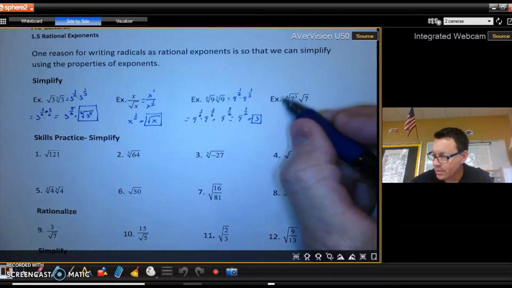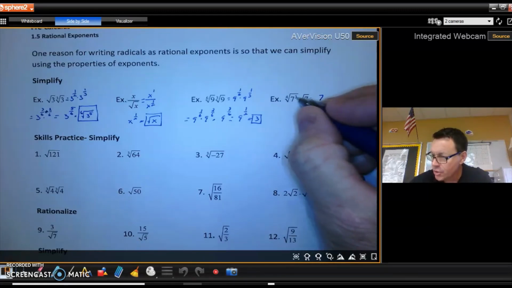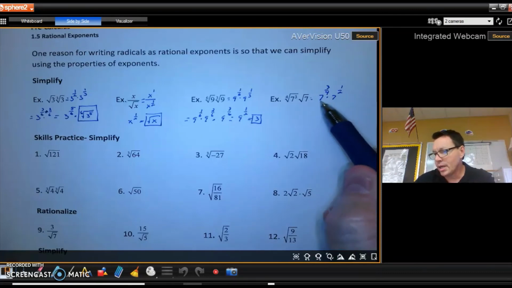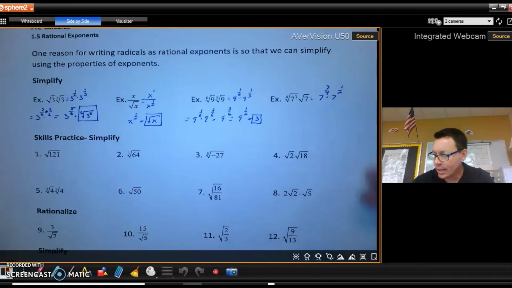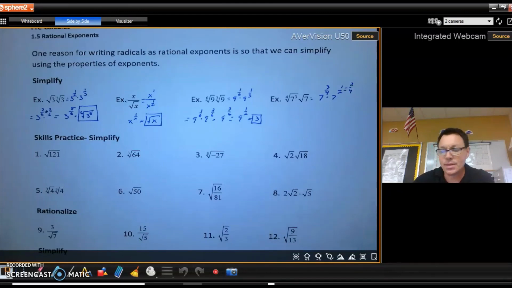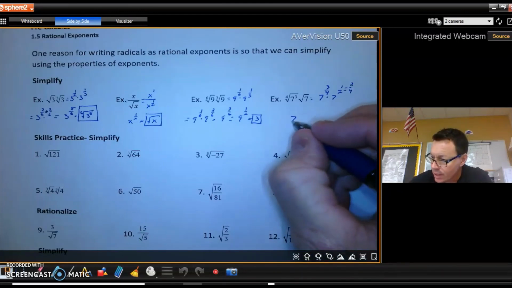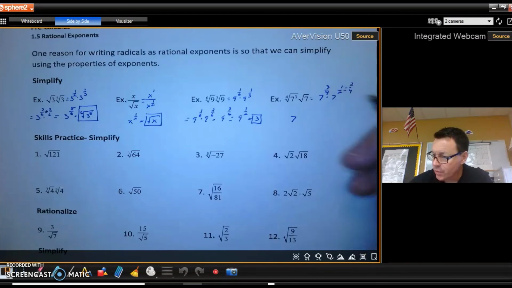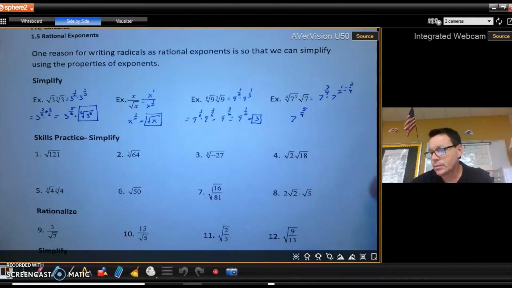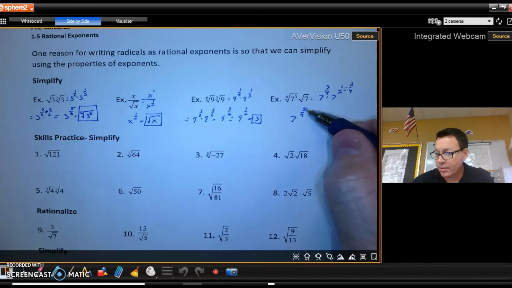All right, so let's rewrite this as 7 to the 3/4. We're going to rewrite this as 7 to the 1/2. We're multiplying the same base, so I just need to add these exponents together. But before I can do that, I need to rewrite this one so it has a common denominator, as 2/4. Now I can add these together. 7 to the, 3/4 and 2/4 is going to be 5/4.